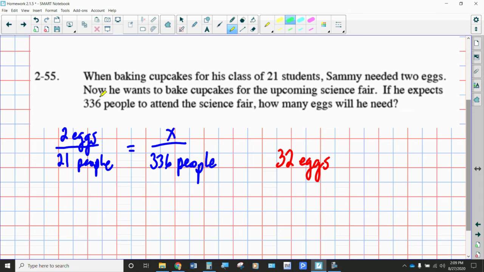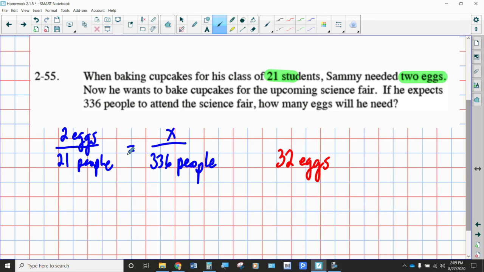All right, and then our last problem. When baking cupcakes for his class of 21 students, Sammy needed 2 eggs. So that's your ratio, 2 eggs for 21 people. This is not a problem I would want to figure out a unit rate for. Seems like how many eggs per person would be a horrible decimal number. I suppose you could flip it and say each egg takes care of 10.5 people. That could work okay. But we'll just do proportional reasoning.